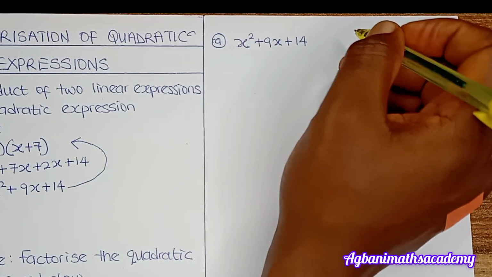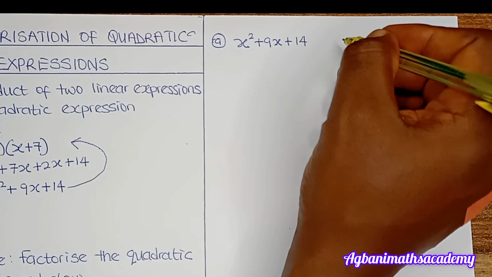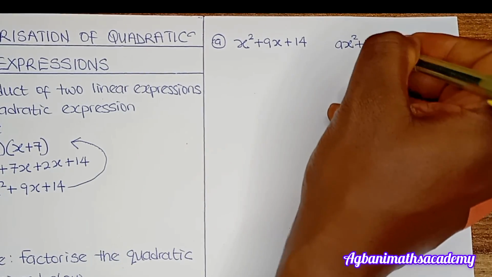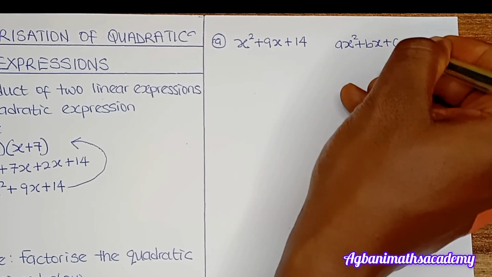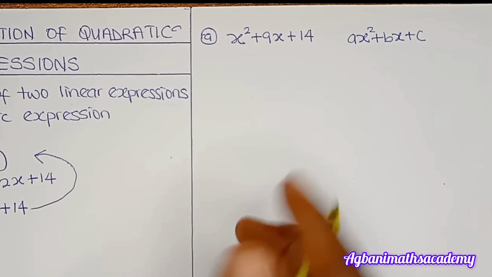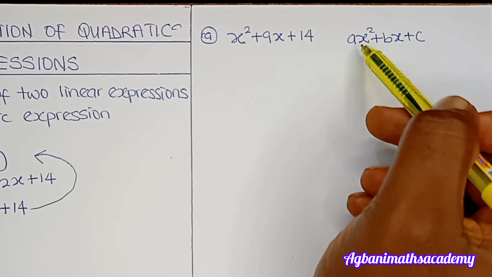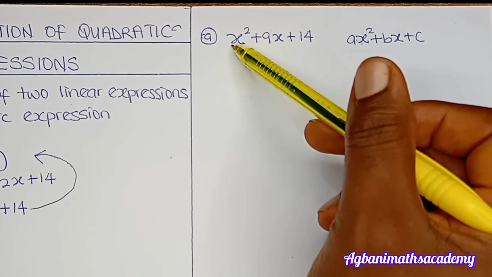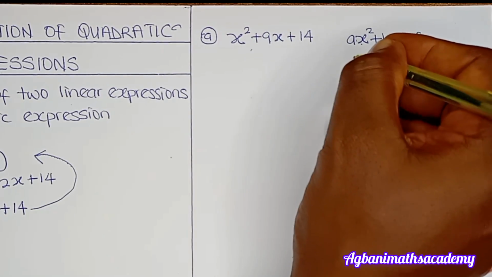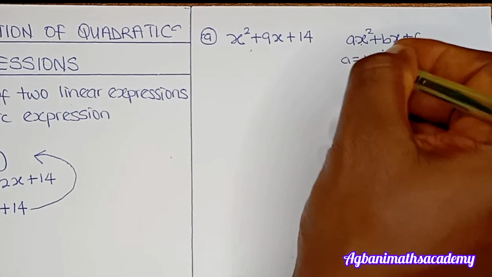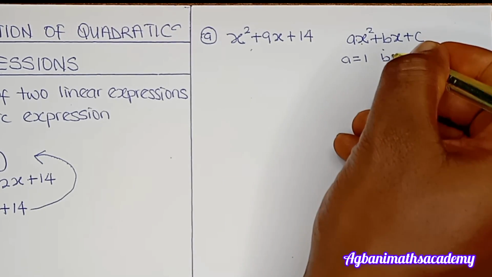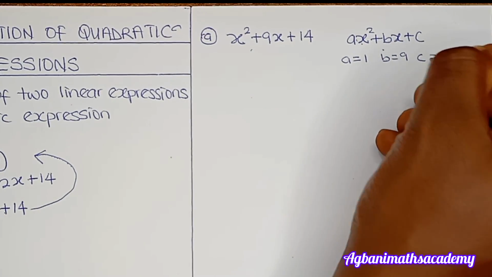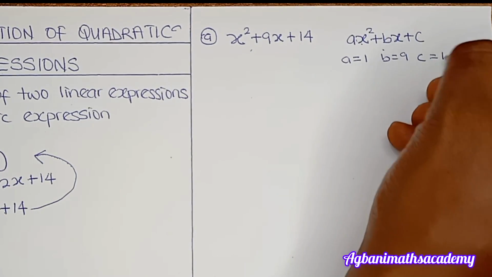Remember in our previous video, we said all quadratic expressions are written in the form ax squared plus bx plus c. So let's compare this and this. A is the coefficient of x squared. So here, a is equal to 1. B is the coefficient of x, therefore b is equal to 9. And c is the constant. Here, c is equal to 14.